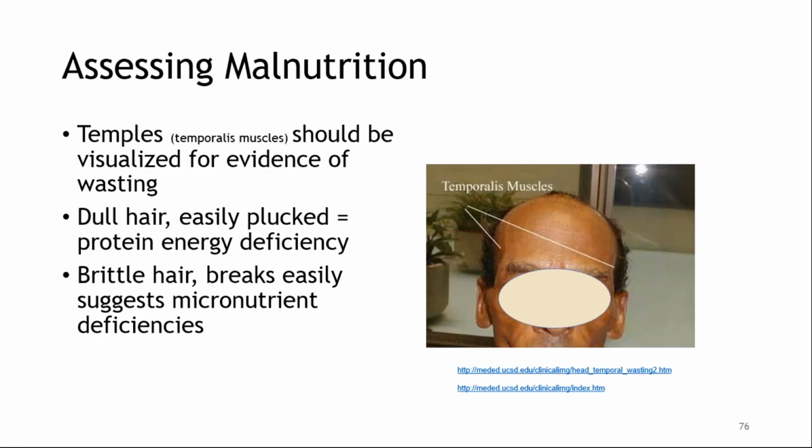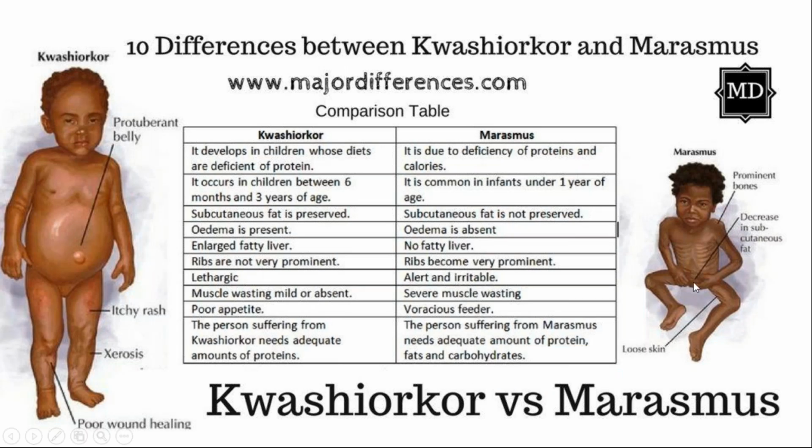Malnutrition for an individual can very easily be assessed, mainly by looking at the temporal muscles. You can make out whether they have wasting. There will be dull hair, which can easily be plucked. Brittle hair tells you about micronutrient deficiency. And by looking at a person, when you see conditions like this, you know that even these individuals have got muscle wasting.